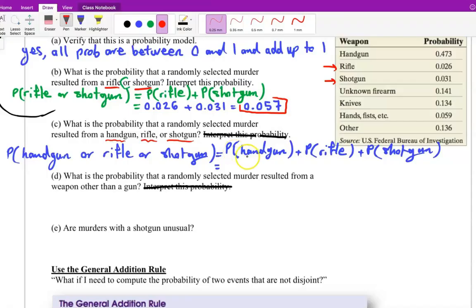Okay, so this is equal to, for handgun we have 0.473. So we have these 3. For rifle is 0.026. And here is 0.031. So the answer is 0.403.